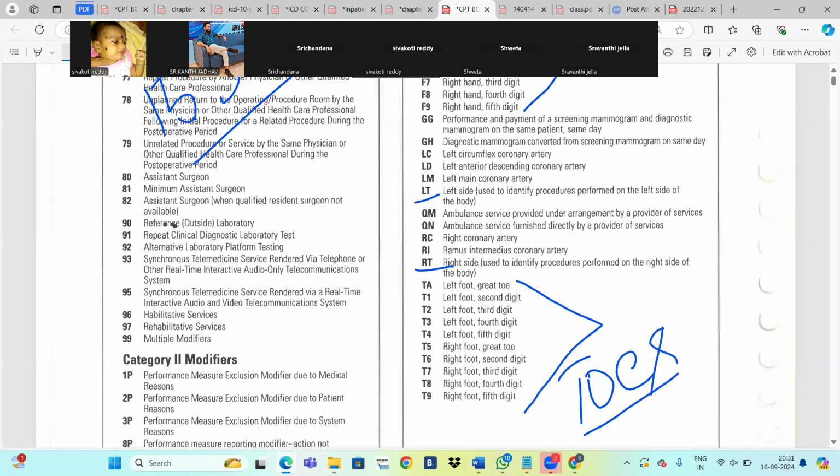For body parts where we have two, right and left, if they did the procedure on the right side, you need to use RT. If they did it on the left side, you use LT, like hands, legs, kidneys, lungs, eyes, ears. Right ear, RT; left ear, LT; right eye, RT; left eye, LT; right hand, RT; left hand, LT; right shoulder, left shoulder, right knee, left knee.